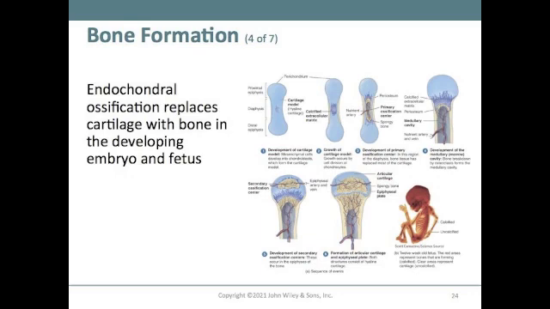So here's another type of bone formation. The endochondral bone formation, or ossification, replaces cartilage with bone in the developing embryo and fetus. Remember what I said: when you're first conceived, and as you develop what is going to become your bone, as your cells start to differentiate and you start to form this connective tissue bone, it actually starts as cartilage. And then we can see the differences here from the intramembranous formation to this endochondral formation.